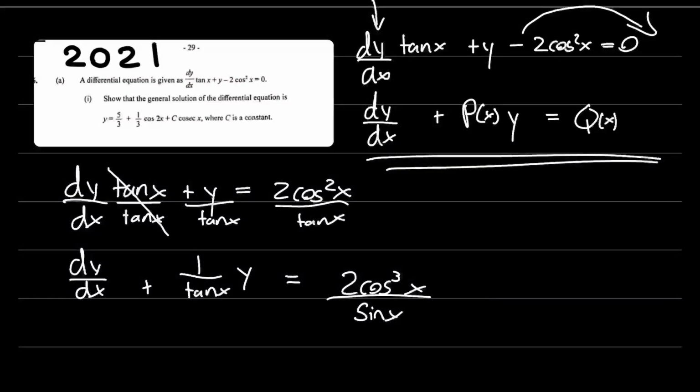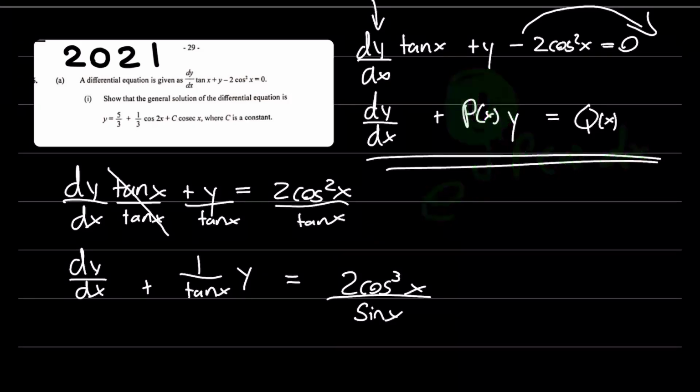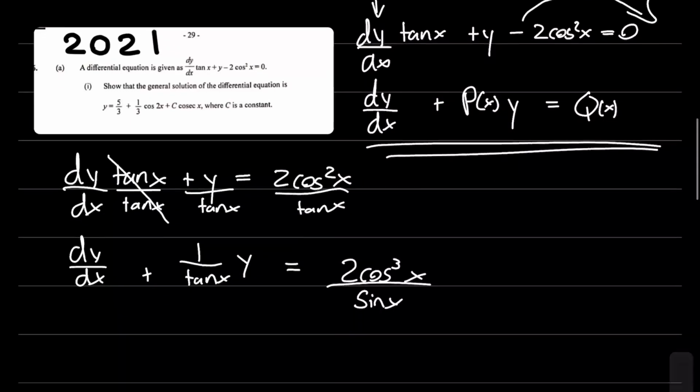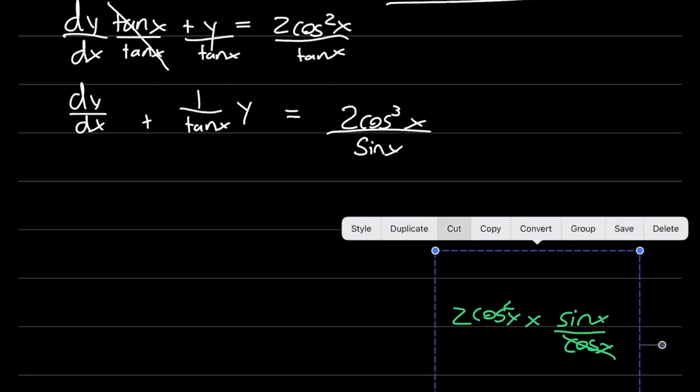Cool. Now what do we have to do? We have to find our integrating factor. I don't remember exactly what it's called, but we notice that the integrating factor is e to the integral of p of x dx. So in this case, what's p of x? Well, p of x is the coefficient of y. In this case, the coefficient of y here is 1 over tan x.